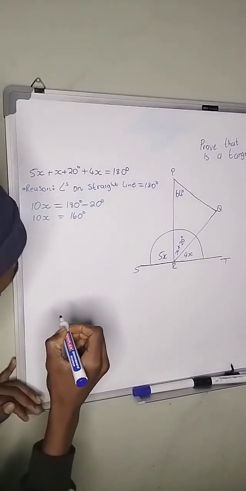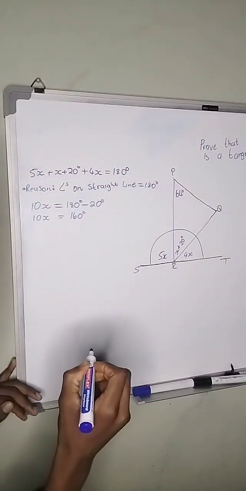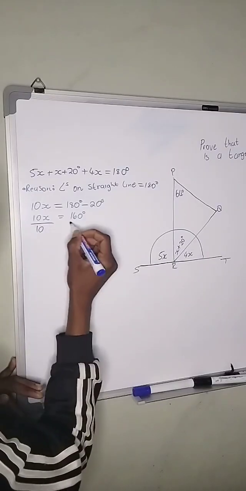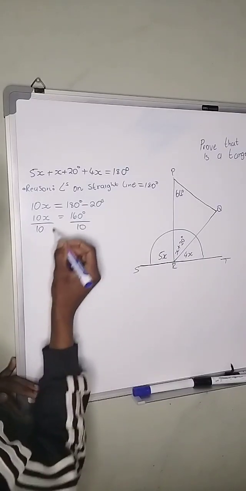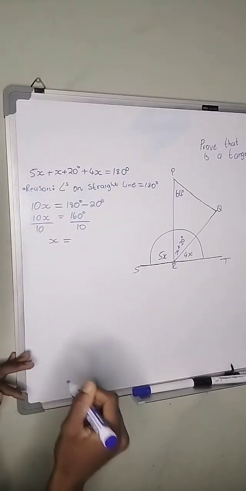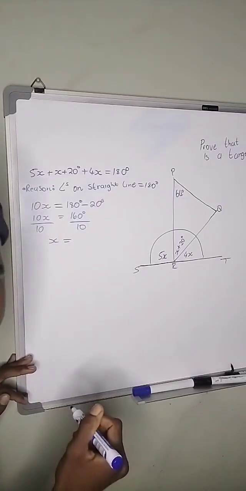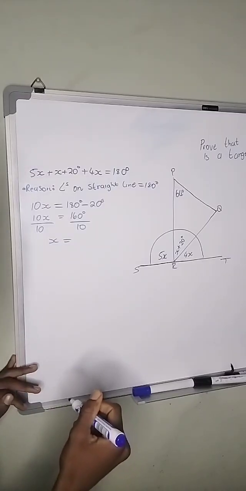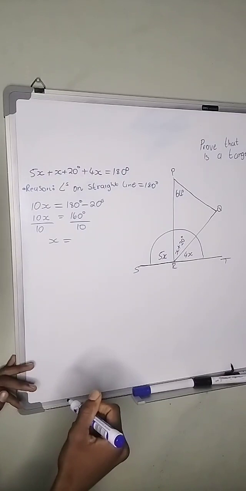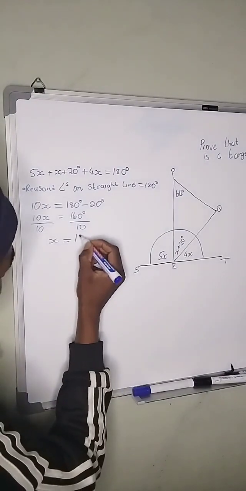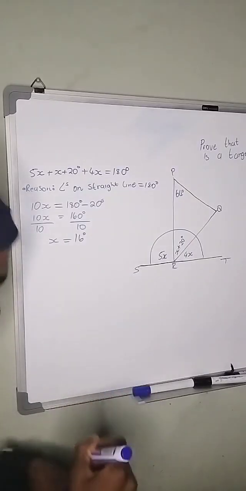So now, what is it that I'm going to be doing? I'm going to divide both sides by 10, right? Divide both sides by 10, then our x is going to be equal to what? What is going to be my x? Divide by 10. Our x is going to be 16. Yes, this one is going to be 16 degrees.